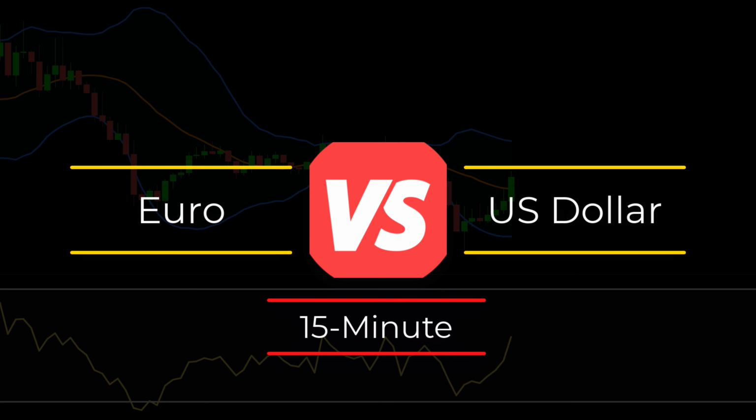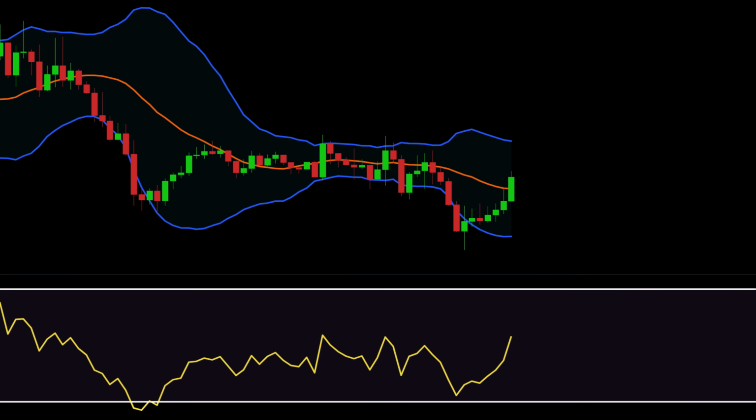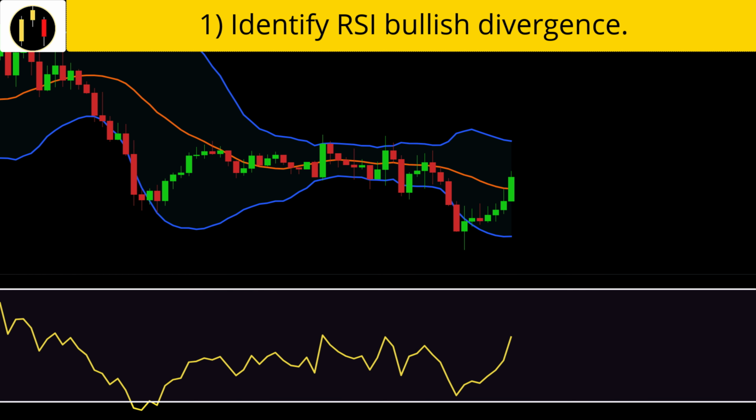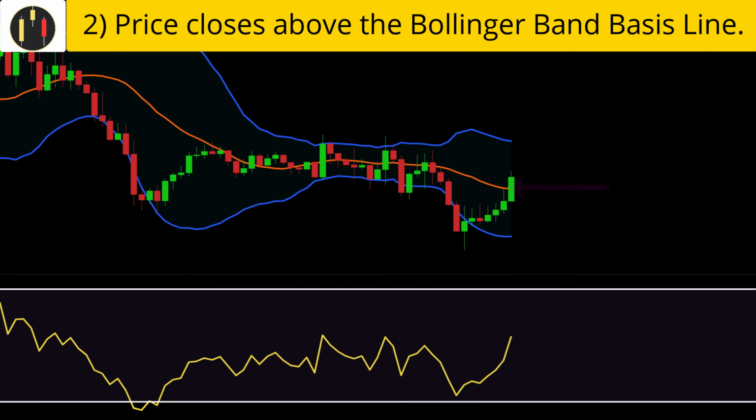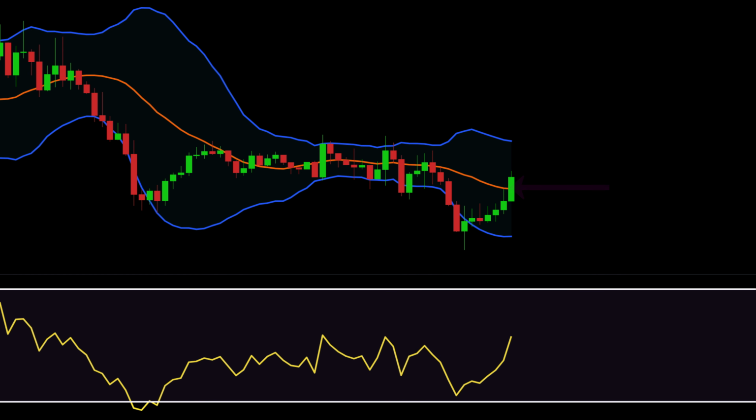This chart is the Euro versus the US dollar 15-minute candles. The rules to enter a long on the Bollinger BAM are: first, we need to identify bullish divergence between price and the RSI. Here we can see a clear lower low on price and a higher low on the RSI. Second, after the divergence is identified, a candle needs to close above the basis line in orange on the Bollinger Band indicator. However, if the candle that closes above the basis also touches the top Bollinger Band, the setup is canceled. Our rules are met when this candle closes.